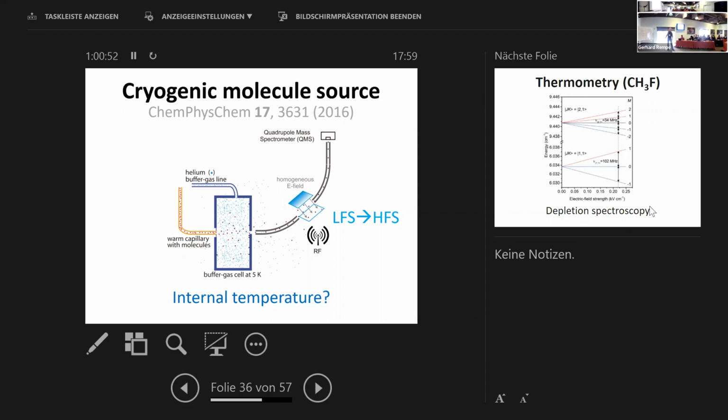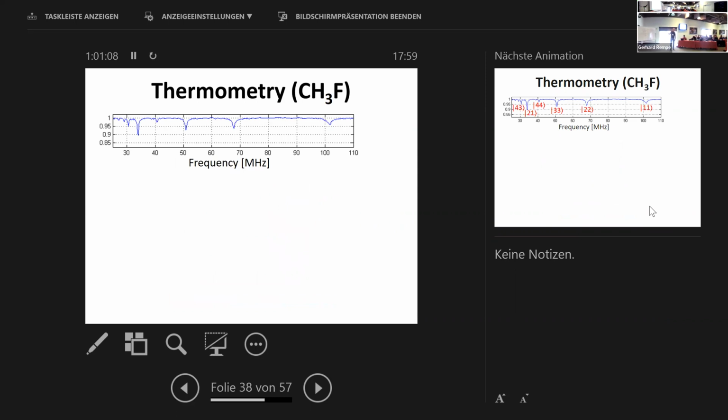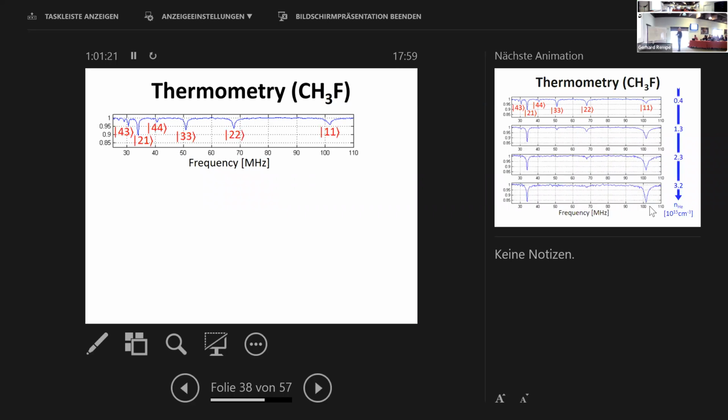So what is internal temperature? This is the manifold here for CH3F. This is J and K equal 2,1 and 1,1. So this is the internal state, let's say. We drive transitions, and this is how the mass spectrometer signal behaves as a function of frequency. There's a flat line normalized to 1 here, and then there are these depletion signals. We can attribute all these depletion signals to certain states: the J equals 1, K equals 1 state, the J equals 2, K equals 1 state, and so on.